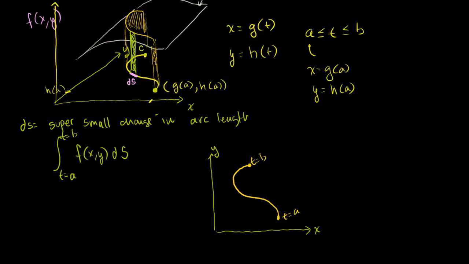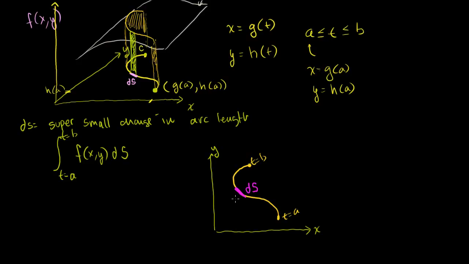And we say that we have some change in arc length. Let me switch colors. Let's say that this one right here is some small change in arc length, and we're calling that ds. Now, is there some way to relate ds to infinitely small changes in x or y?